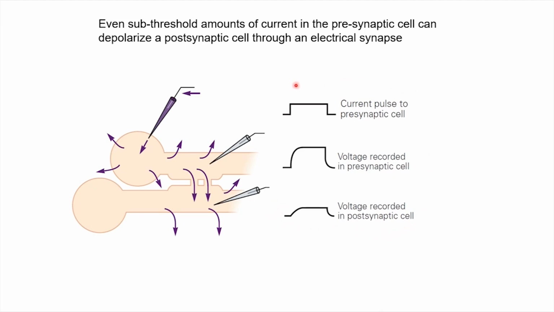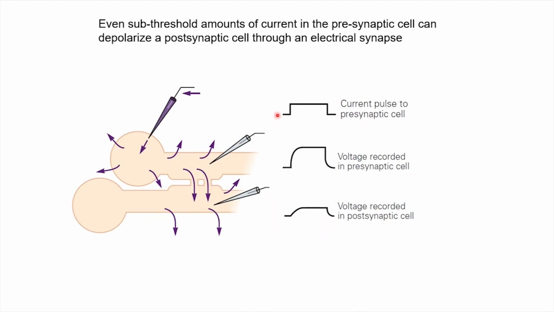In a chemical synapse, if you cause a sub-threshold depolarization that does not generate an action potential, then we will not see any effect on the postsynaptic neuron because no neurotransmitter would be released. But in electrical synapses, we would see an effect on the postsynaptic neuron.